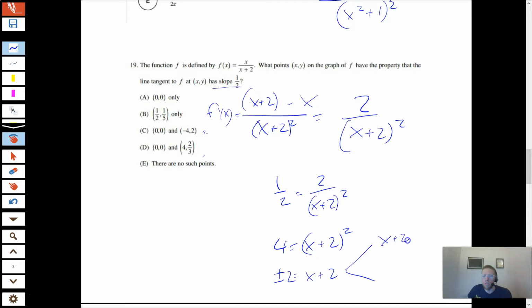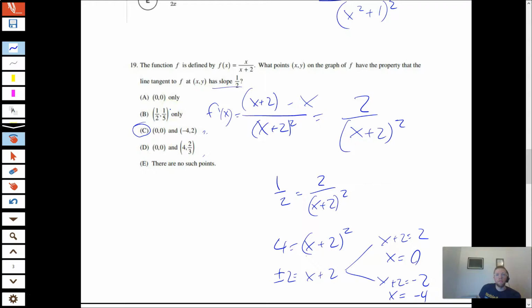So I'm going to say x plus 2 equals 2. x plus 2 equals negative 2. And I get x equals 0. x equals negative 4. Okay. So that leads me to pick C. Notice if you'd gotten your signs wrong, you would have picked D and you would have gotten it wrong. And I don't really need to check the y's because there's no choice that is like 0, negative 4 for my x's and then different y's. If there were, I would want to check the y's to distinguish between the two.